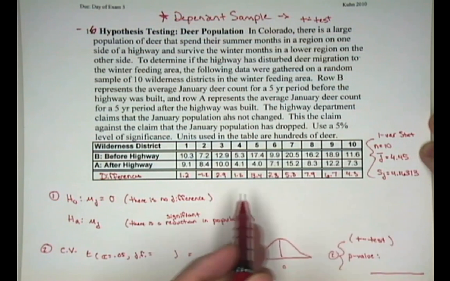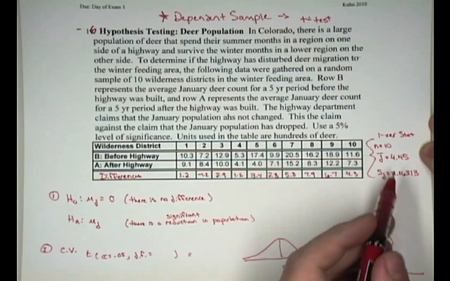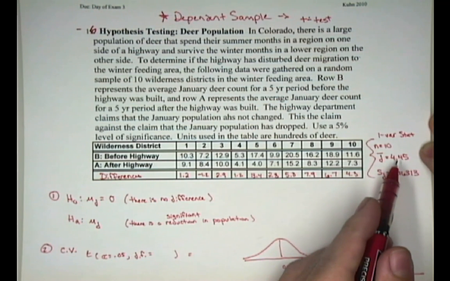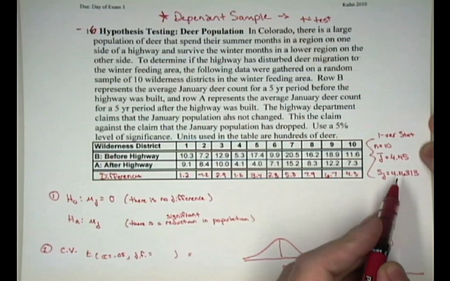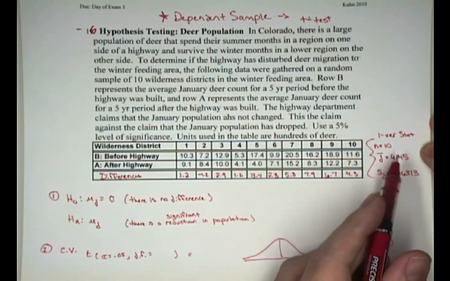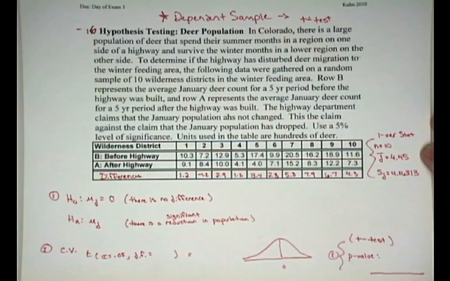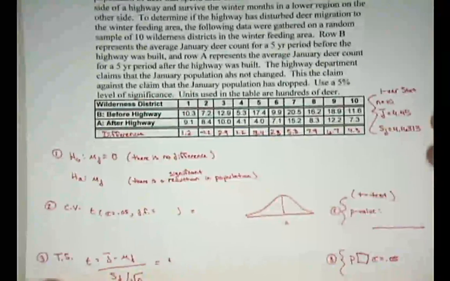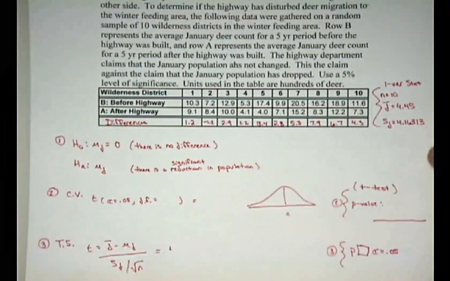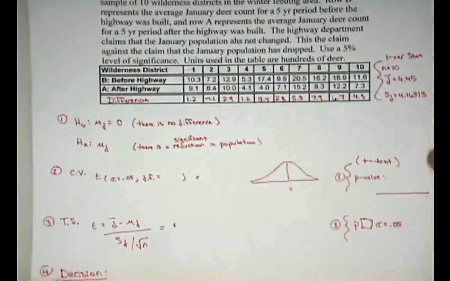If you don't have a grapher, don't worry about it. Find the average of the differences and the standard deviation of the differences, which I've already done. And if you're wondering how to do that, then I suggest you go back and review your notes or lecture videos from what we covered in Unit 1.